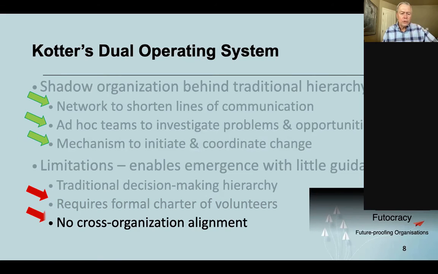It also comes with no cross-organizational alignment, and that these can pop up, and the only alignment would then come from the traditional hierarchy and the control from that hierarchy and how they formalize these new teams that are developing within the dual system. But again, it's an interesting structure because it is attempting to address some of the problems that a hierarchy has, and doing so with a network structure.